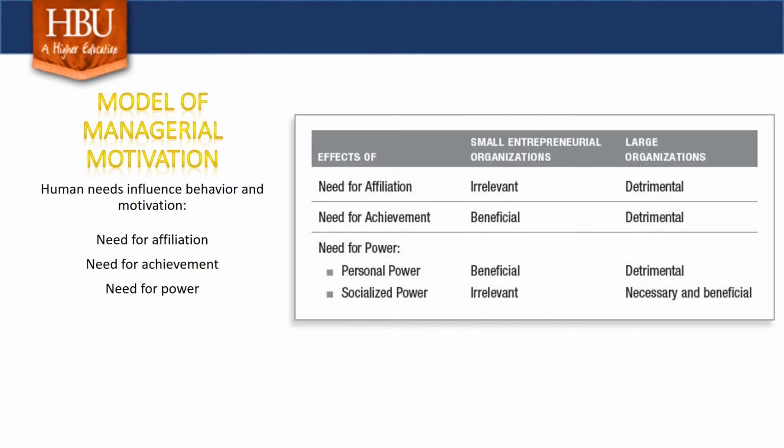Our next situational theory of leadership is our model of managerial motivation. This considers human needs and how they influence behavior and motivation: need for affiliation, need for achievement, and need for power. Please consider our slide here as it gives us a pictorial vision of this model of managerial motivation. You can find this also in Exhibit 11.7.